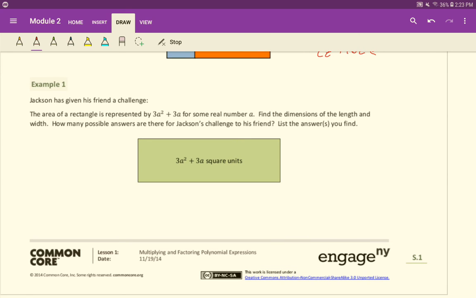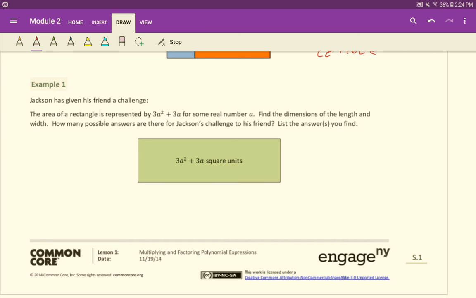Now here, Jackson has given his friend a challenge. Jackson told his friend that the area of a rectangle is represented by 3a squared plus 3a for some real number a. So a is just a variable. Find the dimensions of the length and width. How many possible answers are there for Jackson's challenge to his friend? List the answers you find.